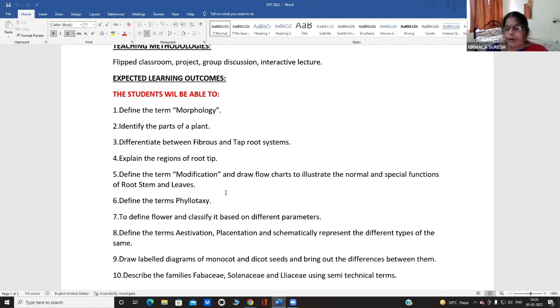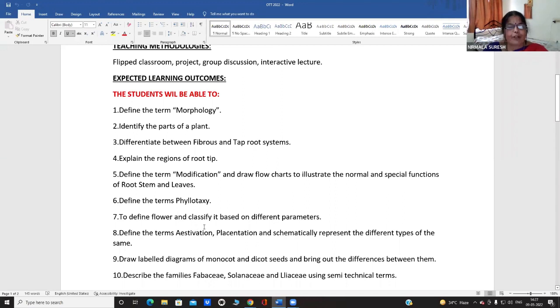We are going to continue. For performing other than the normal functions, if a root has to perform a special function, it has to structurally change itself. That is called a modification, and modification is a very good adaptation. So adaptation can be defined as any morphological, physiological or behavioral attribute that helps an organism to increase the reproductive fitness in the given habitat.